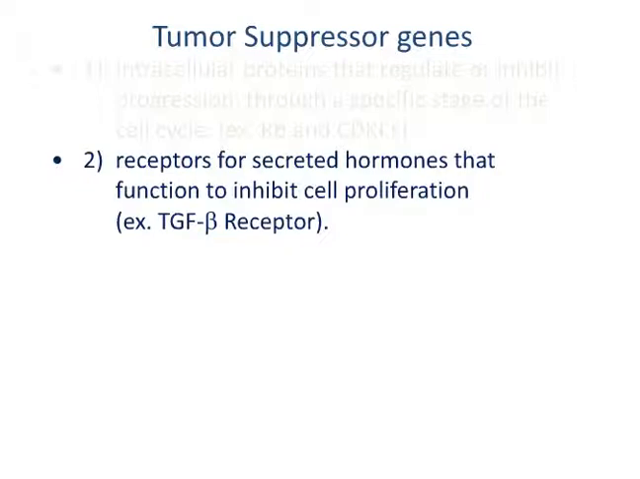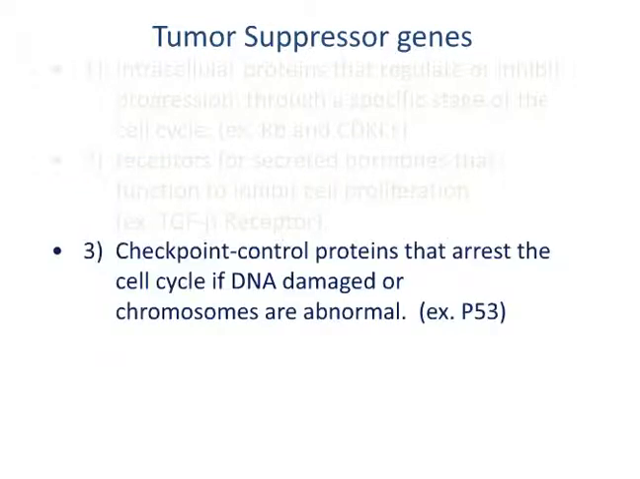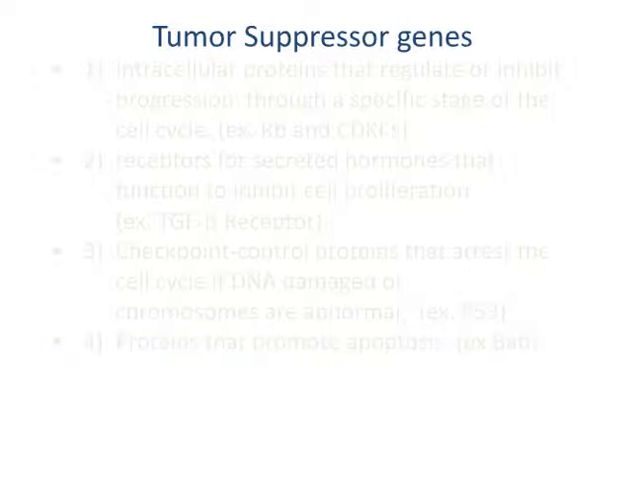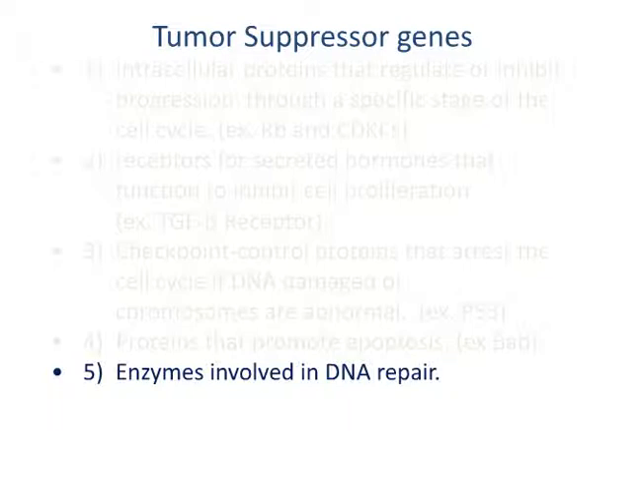Receptors for secreted hormones that function to keep cell proliferation in check, such as the TGF-beta receptors. Checkpoint control proteins that arrest the cell cycle if DNA damage or abnormal chromosomes are present, for example p53. Proteins that promote apoptosis when DNA damage or chromosome damage is present in the cell, like the caspases or BAD protein, and enzymes involved in DNA repair.